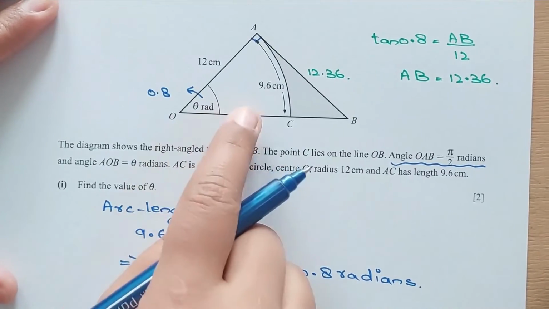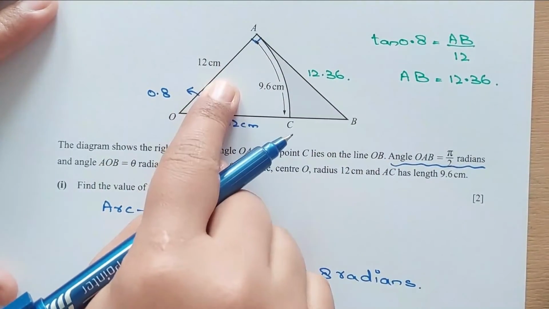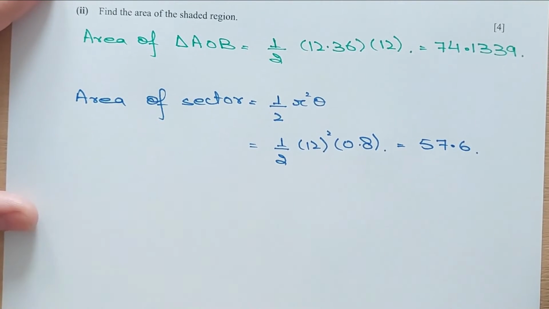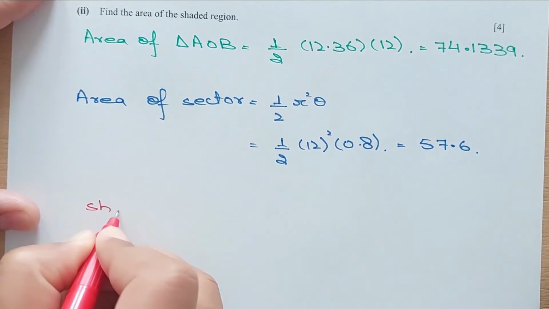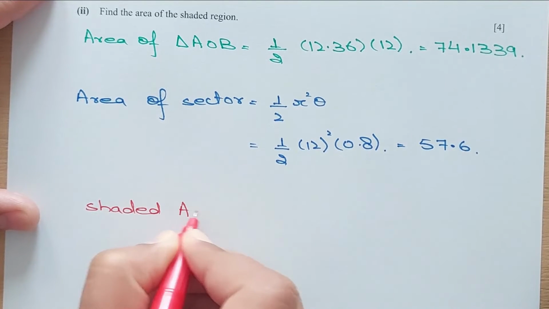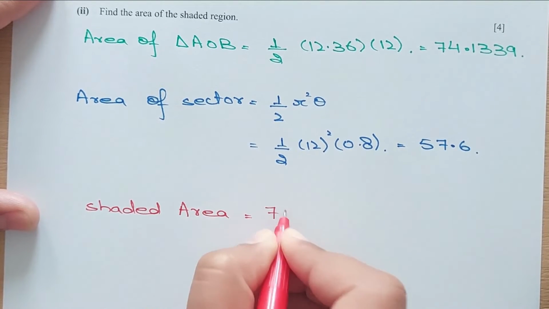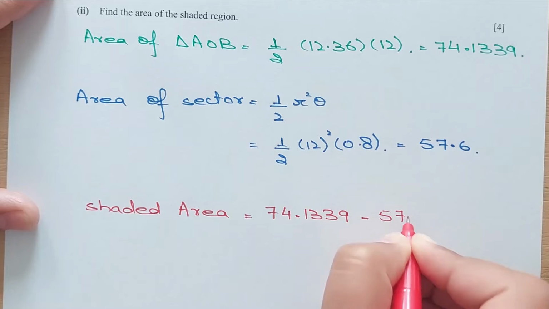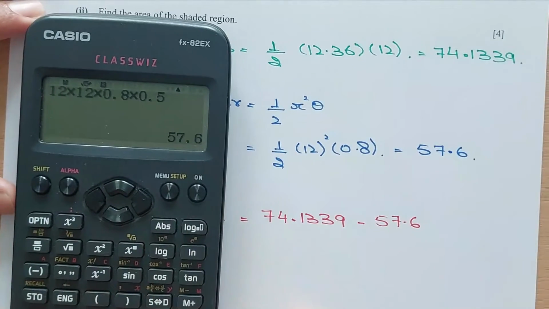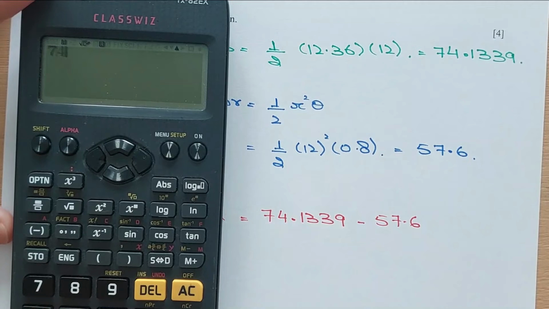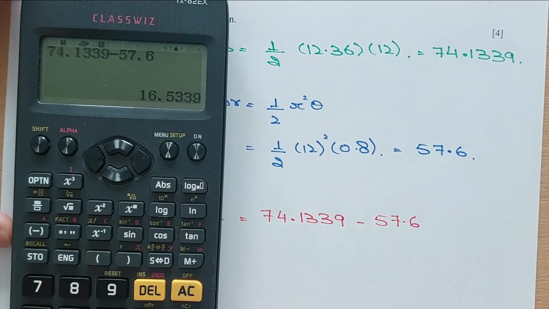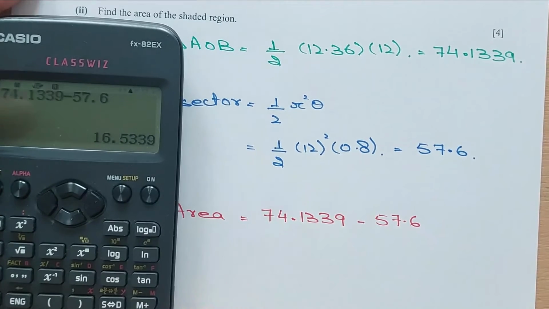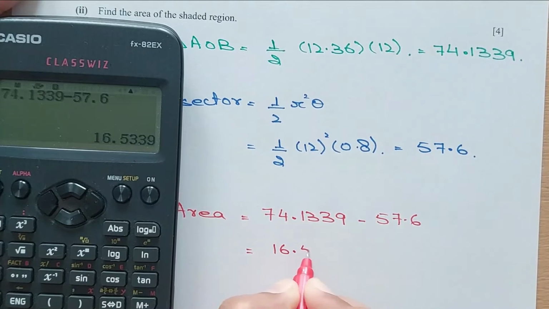Now let me do the shaded area. So as you can see, the shaded area is the whole triangle, subtract the sector because sector is not shaded. We will get the shaded area. So shaded area is 74.1339, subtract 57.6, the sector area, right? So 74.1339 minus 57.6, this is 16.53, so we can just say 16.5 centimeter square is the shaded area.